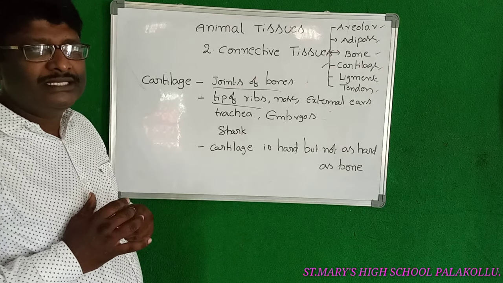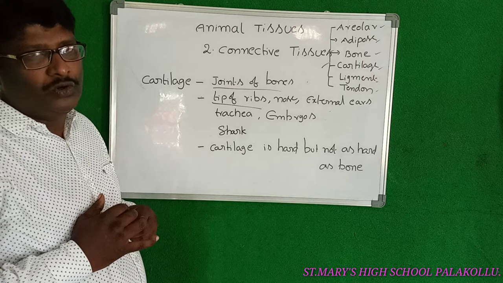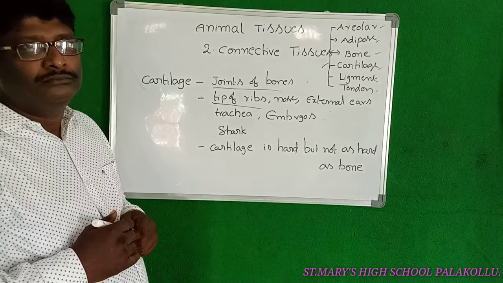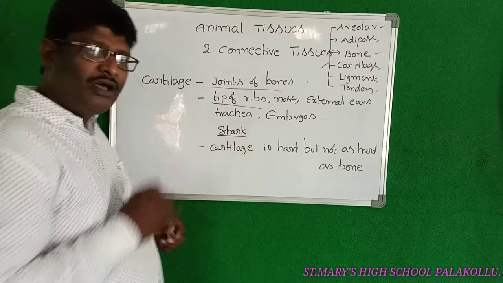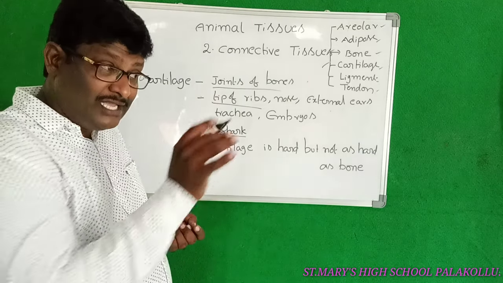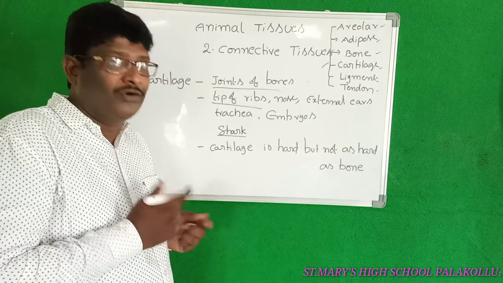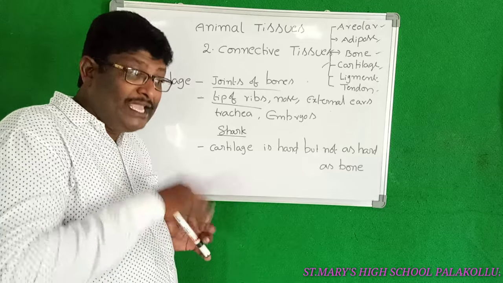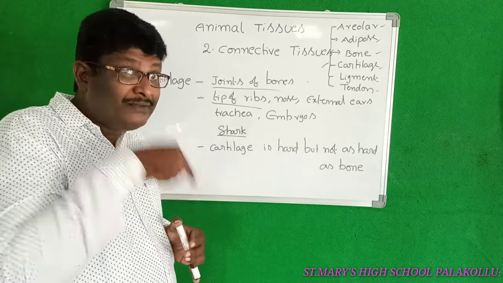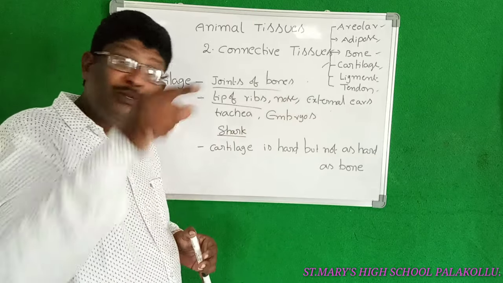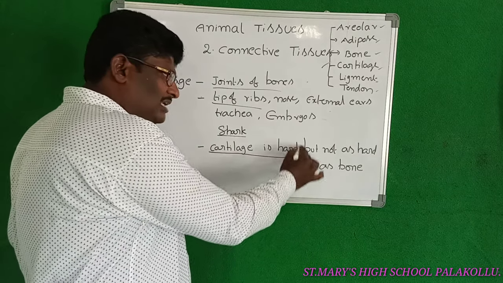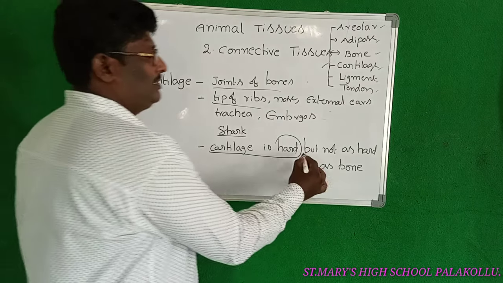All the vertebrates are not formed with bone. Some of the vertebrates, like the shark fish, have a skeletal system, but it is a soft skeleton. That means it is not a hard bone. In the embryo, the baby also has cartilage. The bones are made up of cartilage, not hard bone. The cartilage is hard, but not as hard as bone.